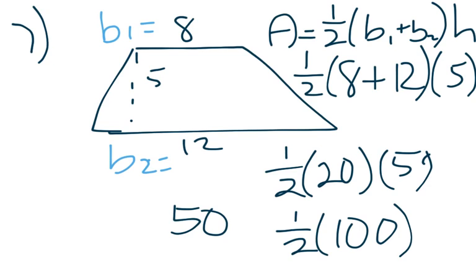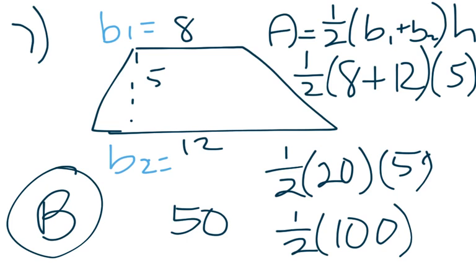So the answer to number 7 is B. And that is it for the Chapter 12 test and review.